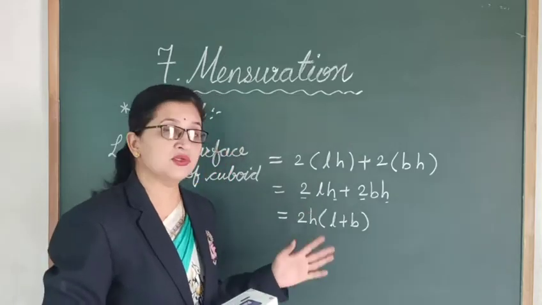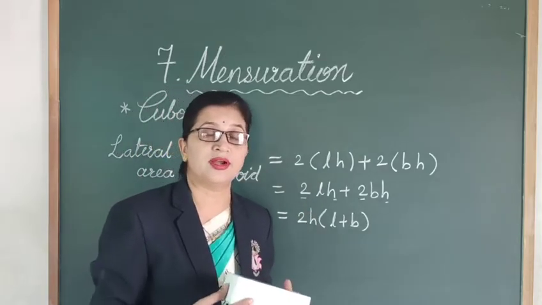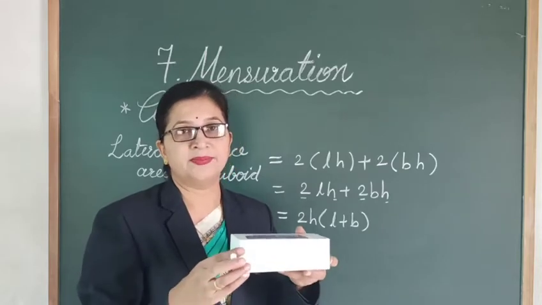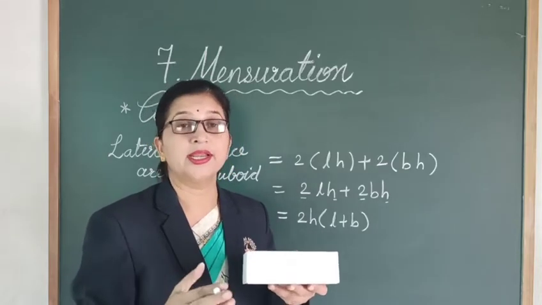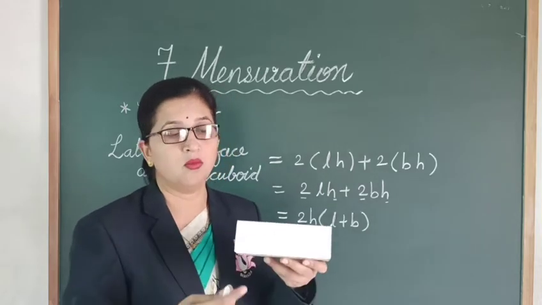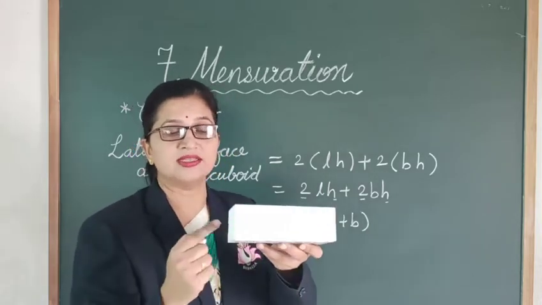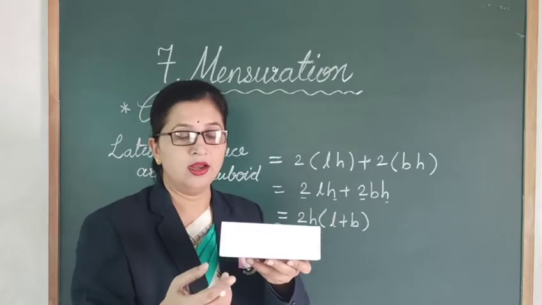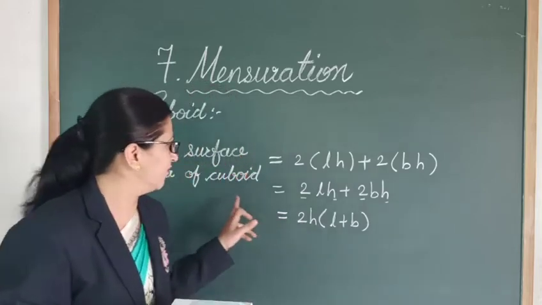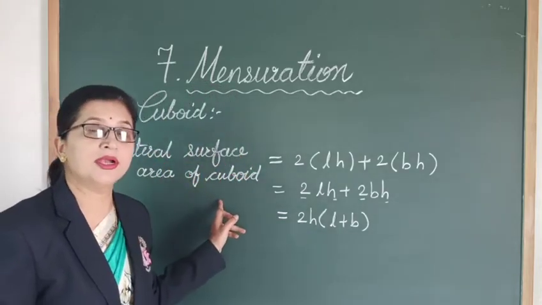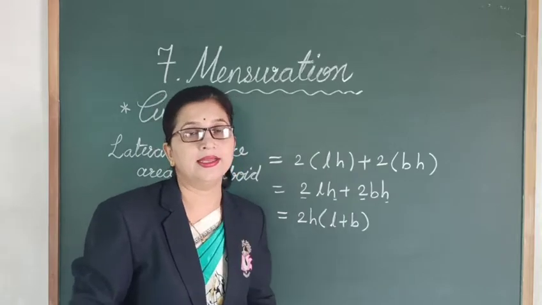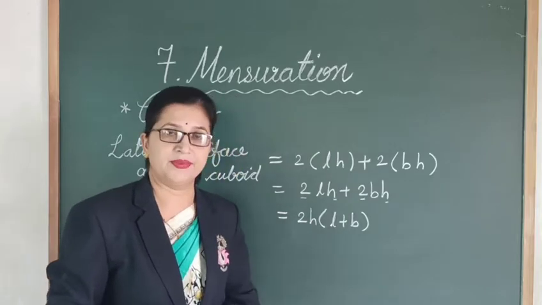It will help us to solve examples when we want to find out the rate of a paint, or how much paint we require, or what is the cost of paint to color the cuboidal wall. In that case, we are considering only 4 walls, not the ceiling and not the floor. So this is the formula: lateral surface area of cuboid is equal to 2H into bracket L plus B.